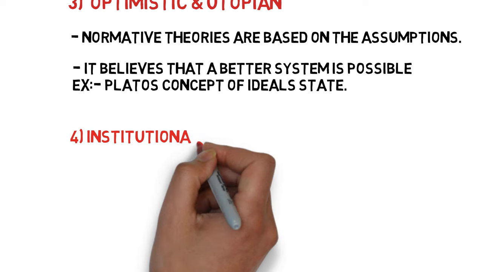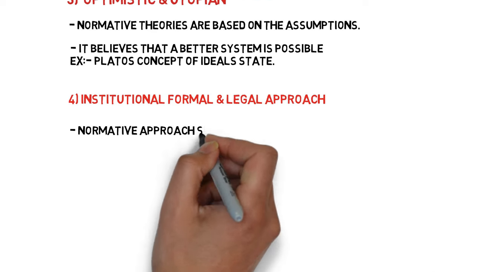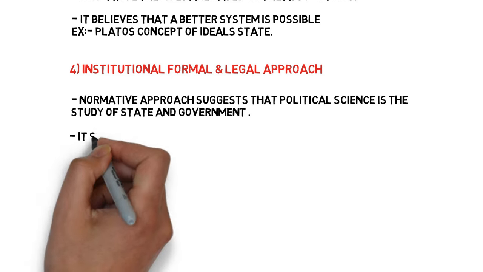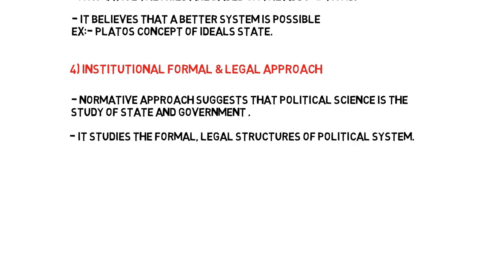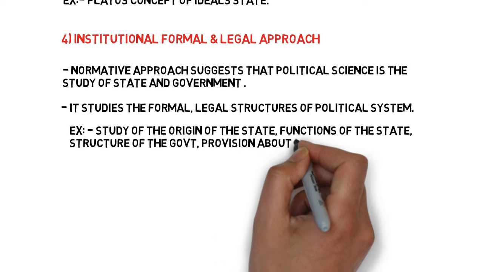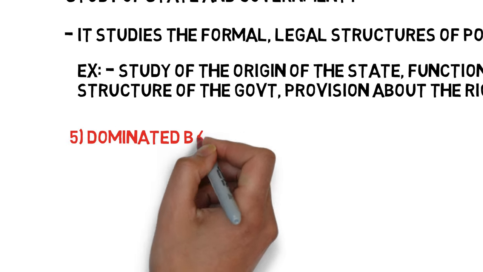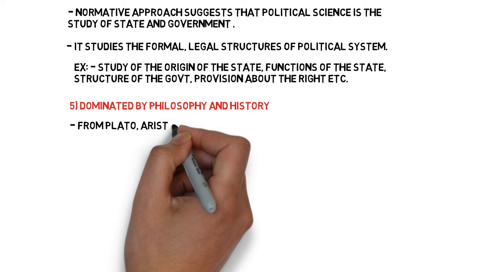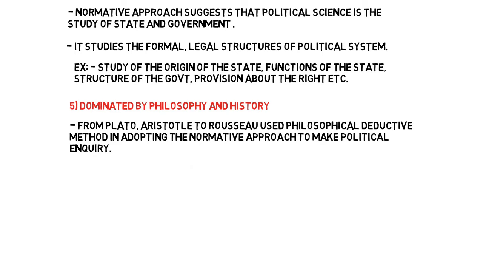Point number 4. Institutional, formal and legal approach. Here, the normative approach suggests that political science is the study of state and government. In this approach, it studies the formal legal structure of the political system. Example, study of the origin of the state, function of the state, structure of the government, provisions about the rights, and so on. And last, dominated by philosophy and history. From Plato and Aristotle to Rousseau, they all used the philosophical deductive method in adopting the normative approach to make political inquiries.